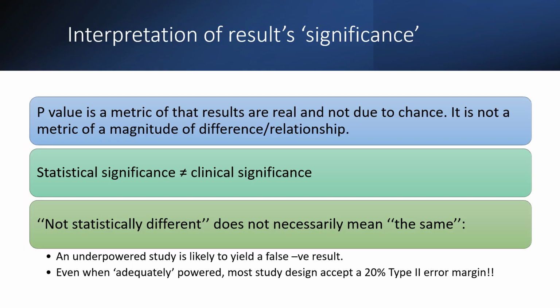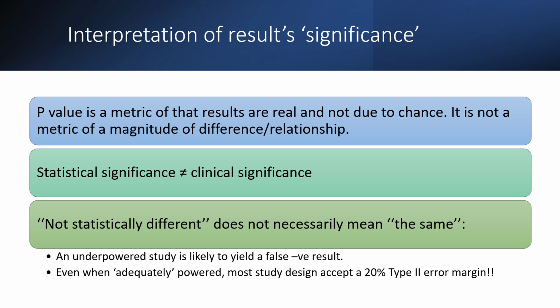When we interpret the p-value, we have to see that the p-value is a metric that our results are real and not due to chance. It's not a metric of the magnitude of a difference or the strength of a relationship. Another point is that statistical significance doesn't always indicate clinical significance.